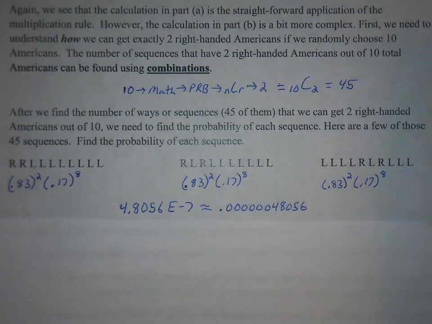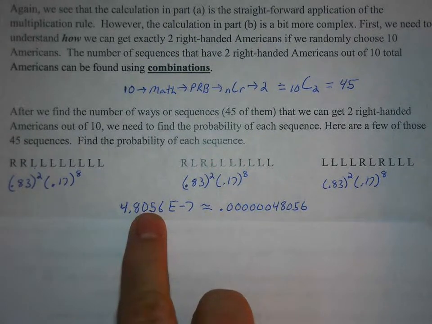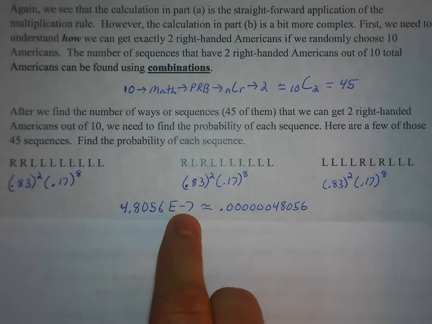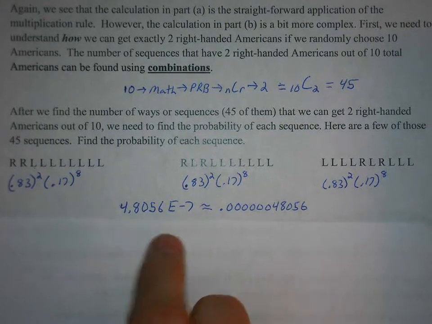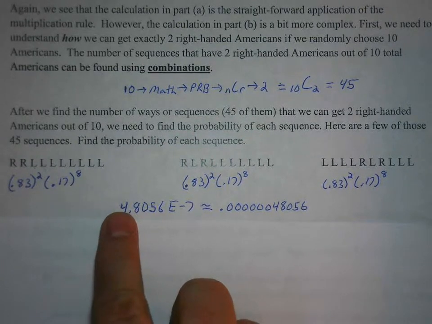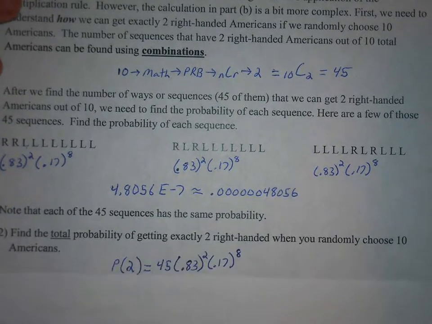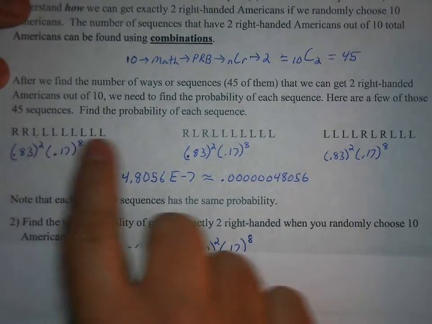Okay, so if we do 0.83 squared times 0.17 to the eighth, we get this very small number. And I want to show you on the calculator, you end up with 4.8056 and then e minus 7. That e minus 7 is scientific notation for times 10 to the negative 7. And what that means is you move your decimal point to the left 7 places. So to the left 1, we'll put it to the left of 4, and then you need 6 zeros before you put your decimal point. So you can see that's a very small probability for just one of these sequences happening.